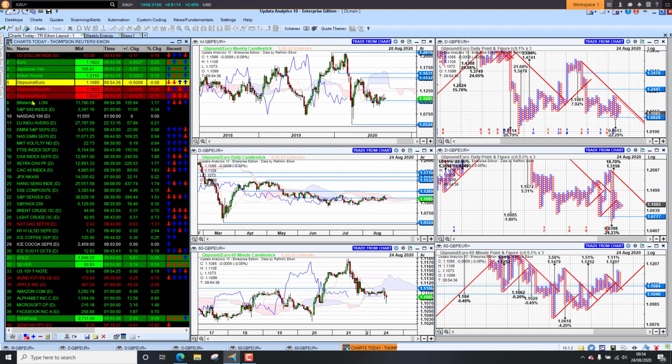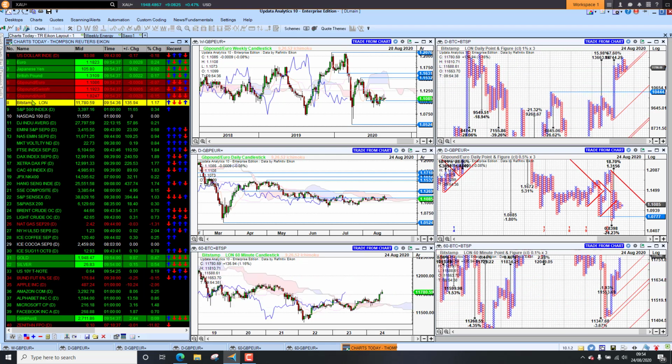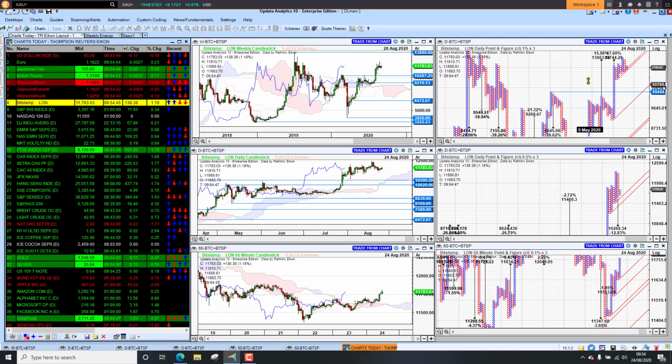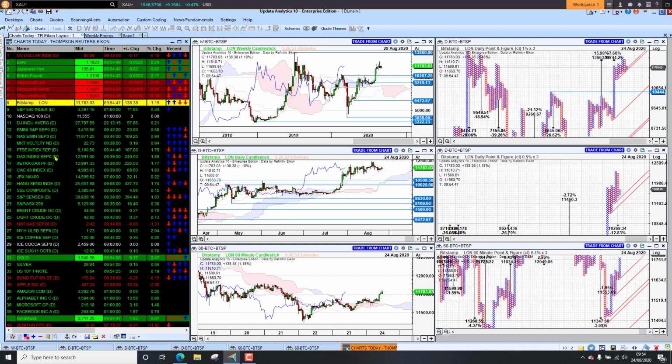Looking at Bitcoin, we're sitting at $11,780. So we're back into bullish territory on the short-term chart. No clear upside targets for the week, but we do have some very big long-term targets still to play for.